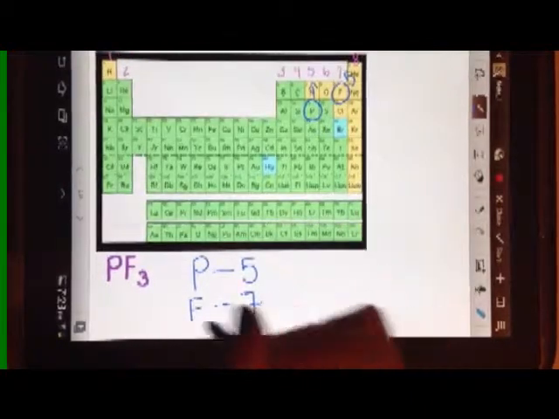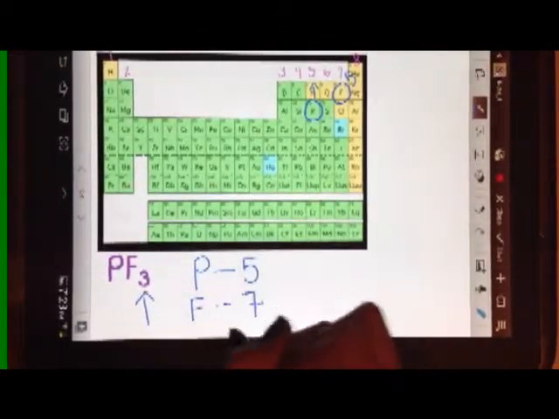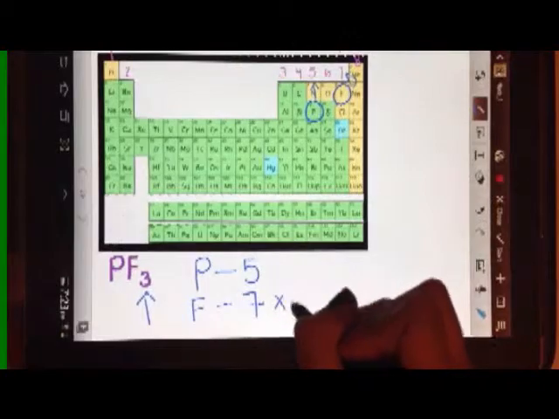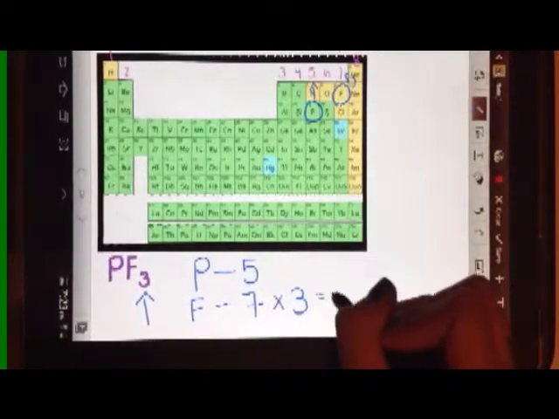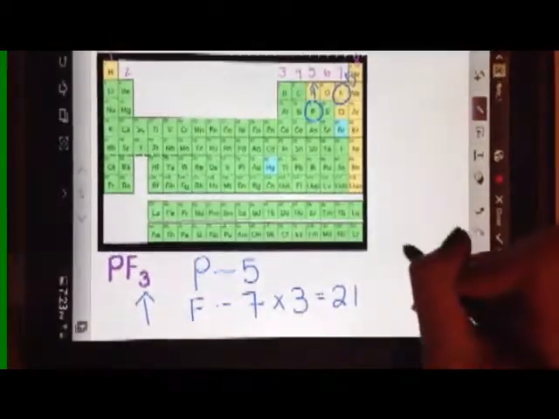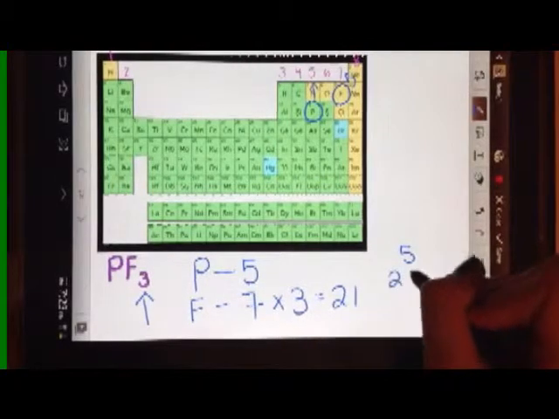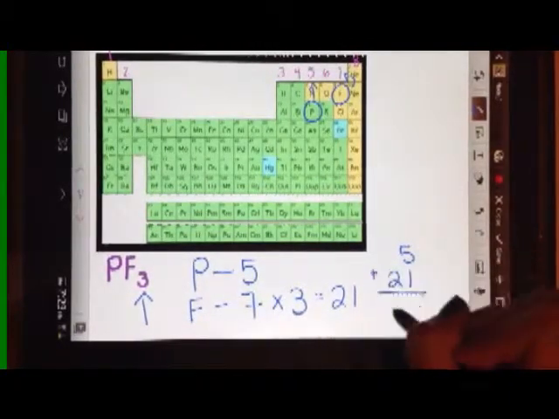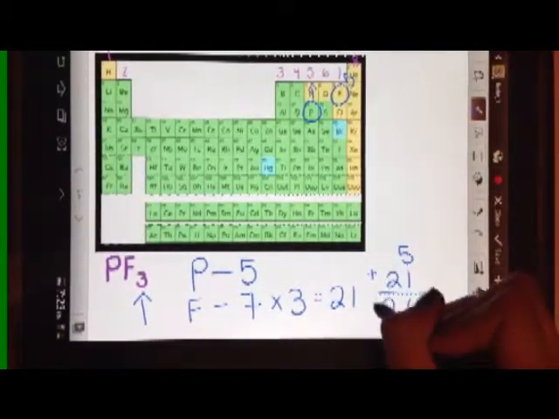Since there are 3 elements of fluorine, 7 times 3 equals 21. There are 26 valence electrons in total.